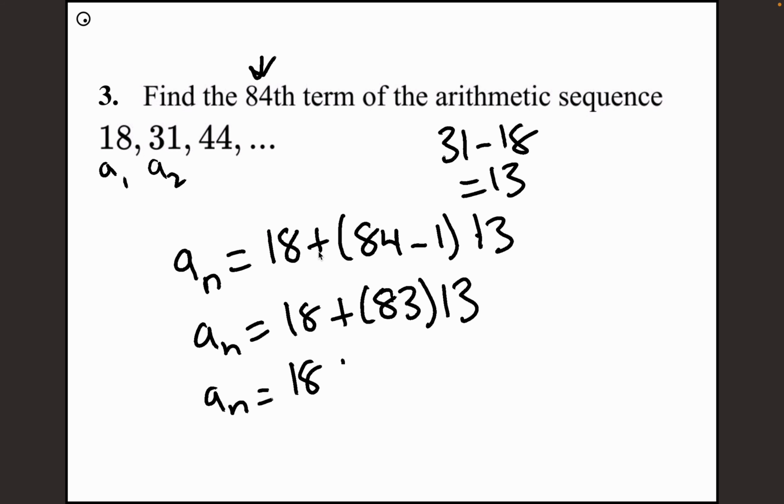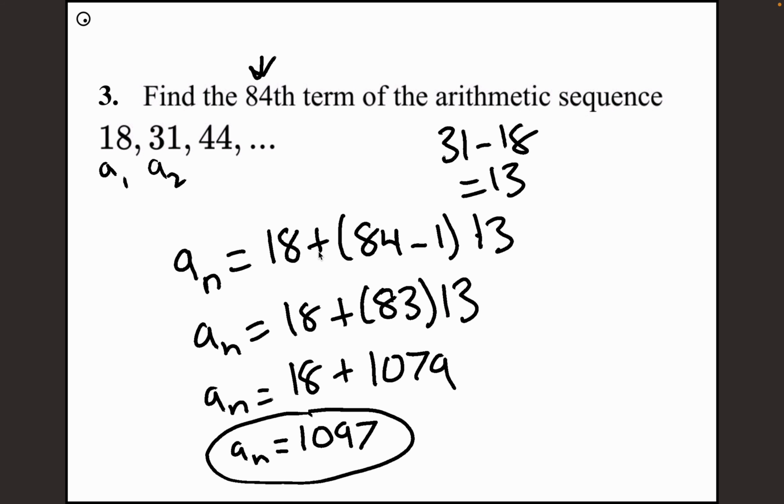So I'm going to do 18 plus. When you multiply those together, you're going to get 1,079. Then you're going to add your 18, and when you add your 18, our an equals 1,097. And there is our answer. So perfect. That's with arithmetic.